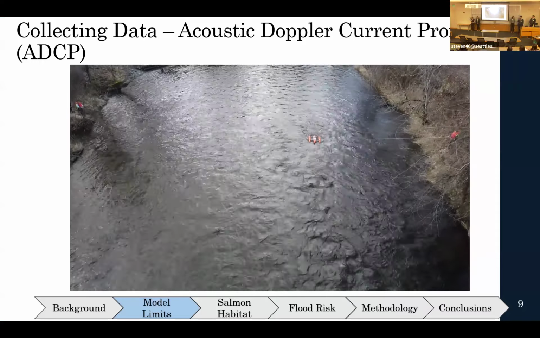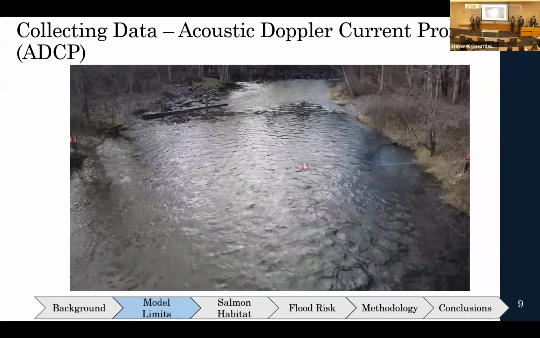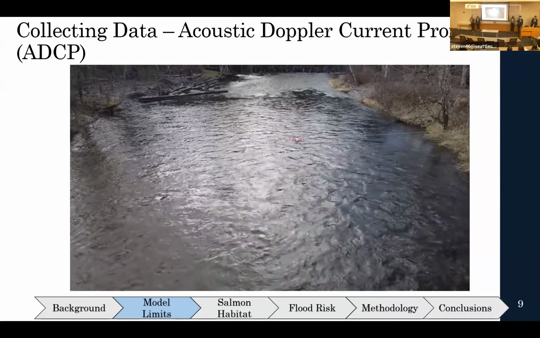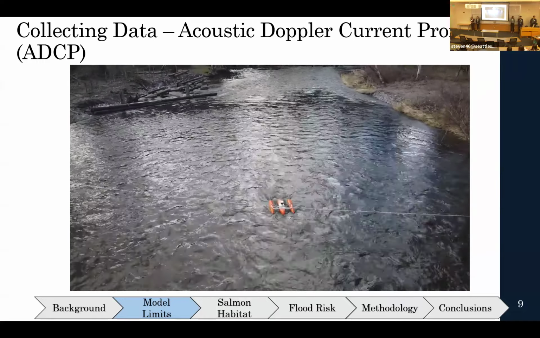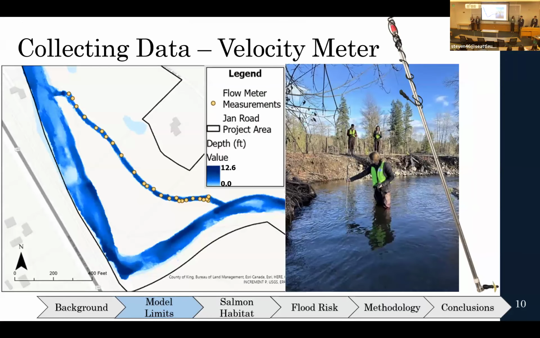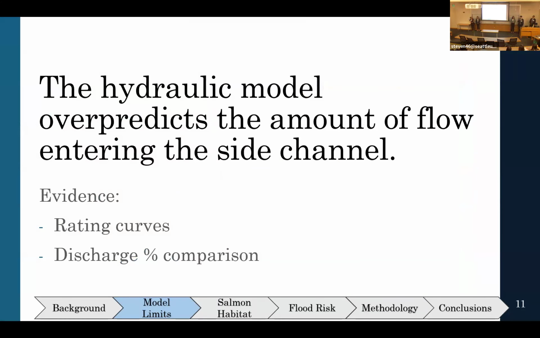This is a device that we dragged throughout the main stem as well as the side channel to create a transect of depths and velocities that we could compare to the model's output. In a similar fashion, we also used the velocity meter in the side channel, specifically at those 25 points that you can see on the left side of the screen, to also get velocities and depths by which we could compare to the model. And our overall finding is that the hydraulic model overpredicts the amount of flow into the side channel. And we know this based on our constructed rating curves as well as the percent discharge comparison.